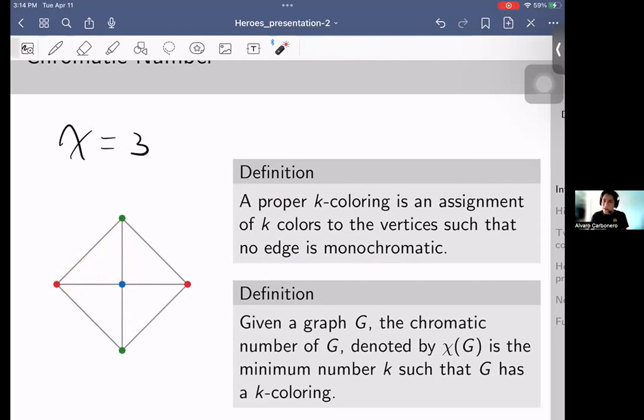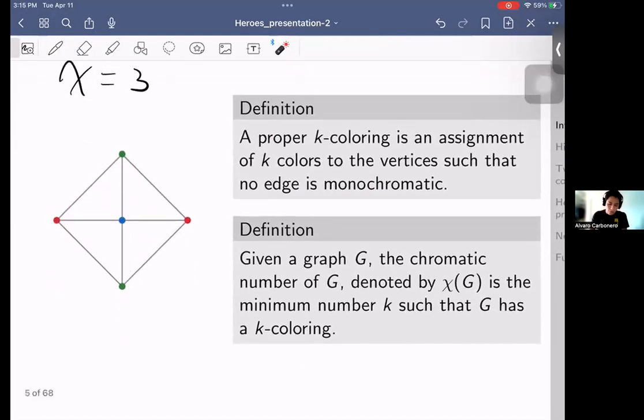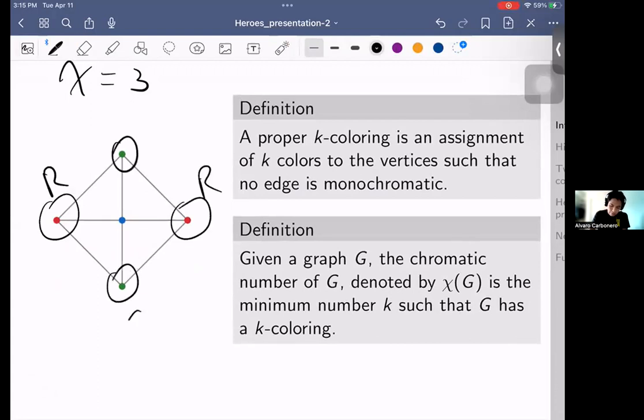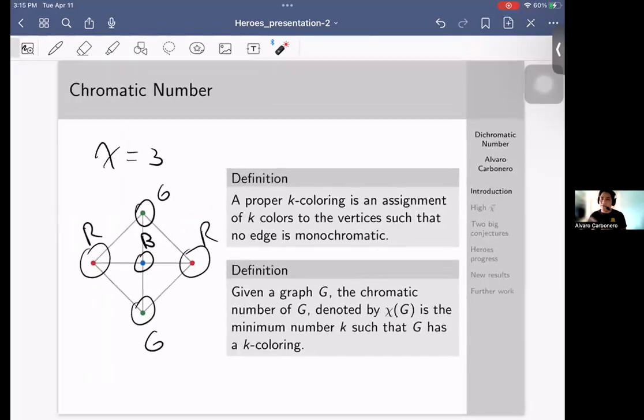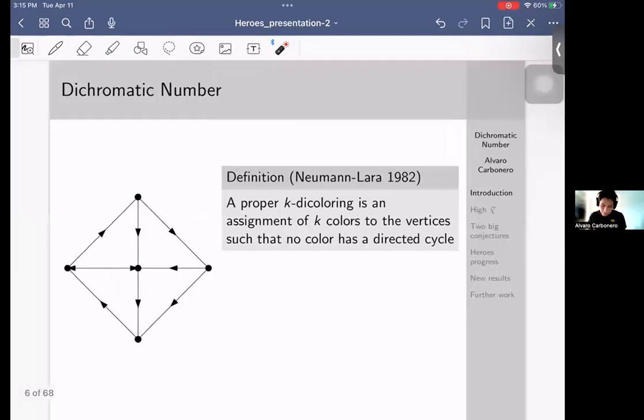One other way to think of this coloring is as a way to split the vertices such that each color class is a stable set or an independent set. Notice that the red vertices have no edge in between, and the green vertices have no edge in between. That's by the definition. So we can think of colorings as splitting the set into stable sets. And that's what motivates the next definition, which is dicolorings.